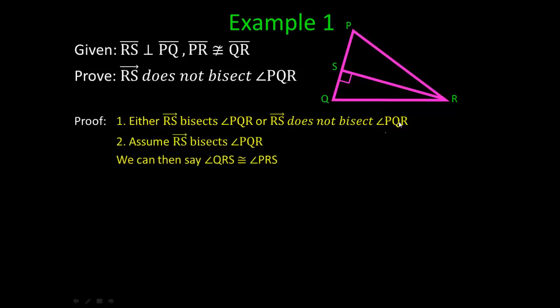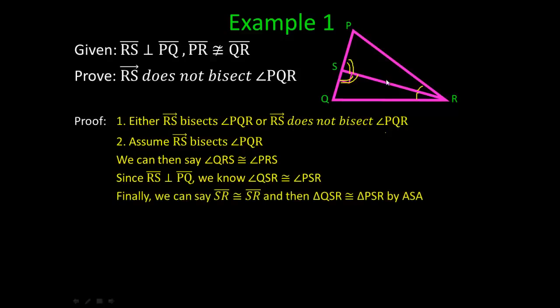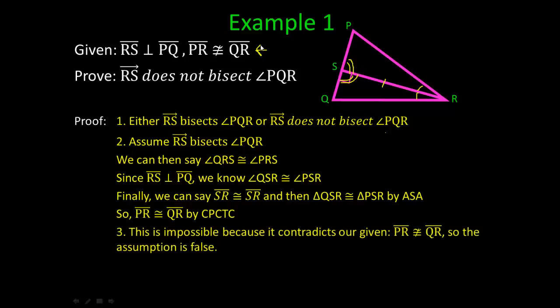So we assume that it does, and we can then say that this would be congruent to this. And since RS is perpendicular to PQ, we know that this angle is congruent to this angle. And then everyone's favorite thing, because you all know it so well, we can say that SR is congruent to itself because of the reflexive property, which would mean we have an angle, a side, and an angle, and we could say that triangle QSR is congruent to triangle PSR by angle side angle. What's the problem with that? Okay, that would mean that segment PR and segment QR would have to be congruent by CPCTC, which contradicts this right here. Okay, and since it contradicts that, the assumption is false. Okay, ray RS cannot bisect angle PQR.